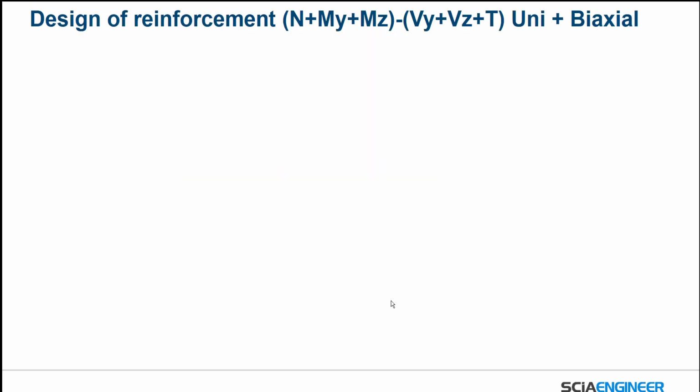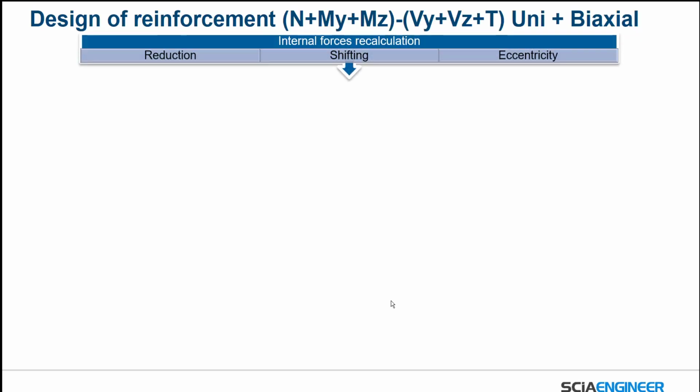Next point is what's happening in the background of SIA Engineer, and why SIA Engineer is a little bit different compared with other software. In fact, SIA Engineer is not only taking the internal forces from the finite element method calculation, but we do some recalculation to meet some requirements from the Eurocode. For instance, there is a recommendation in the Eurocode talking about the reduction of the internal forces above the support, so you can reduce your shear forces on the face of the column or at distance d from the face of the column.